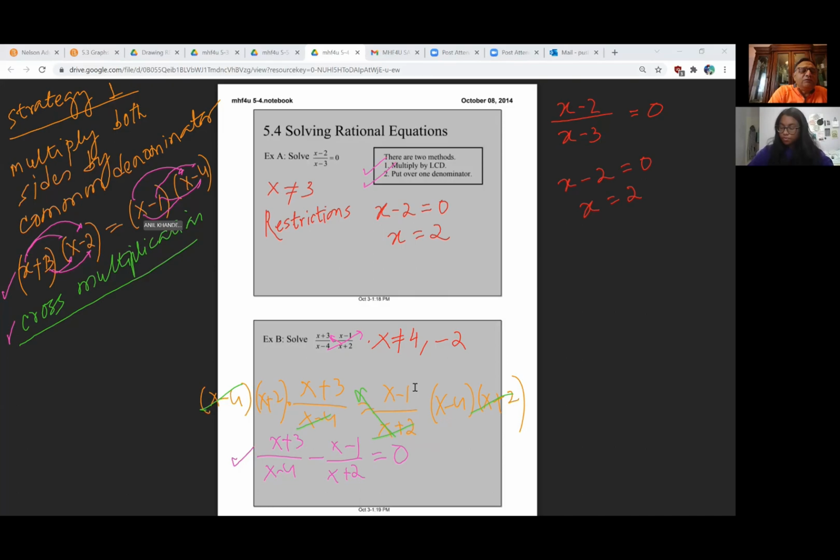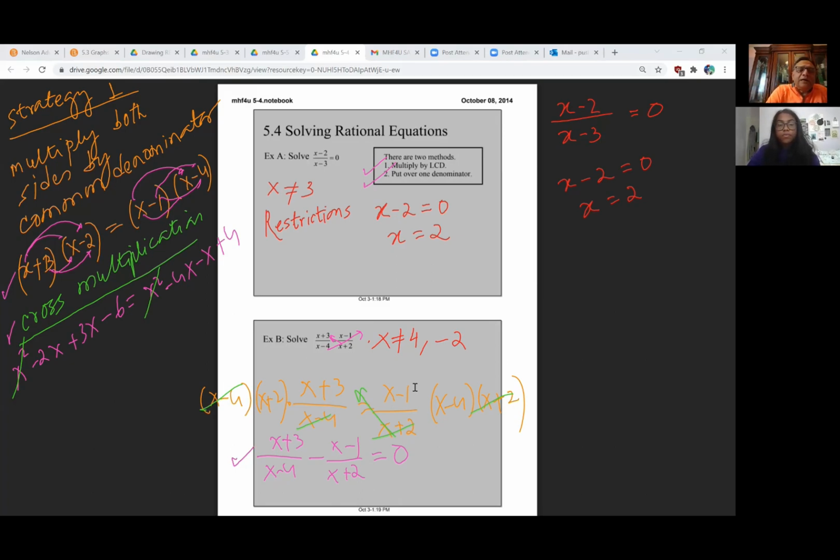So when you do that, you get what? You get x squared minus 2x plus 3x minus 6 equals, on the other hand, x squared minus 4x minus x, and then plus 4, correct? The distributive property has been applied. Now you can bring all the terms together. We do see x squared is canceling out, so we are left with a linear equation. Good for us, right?